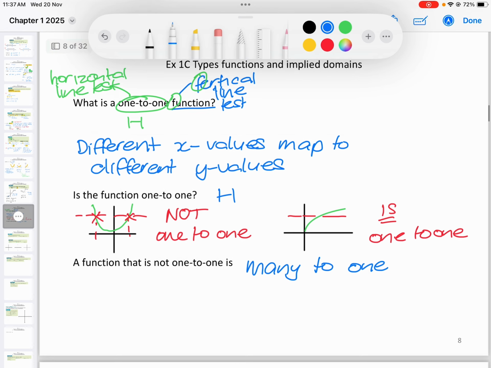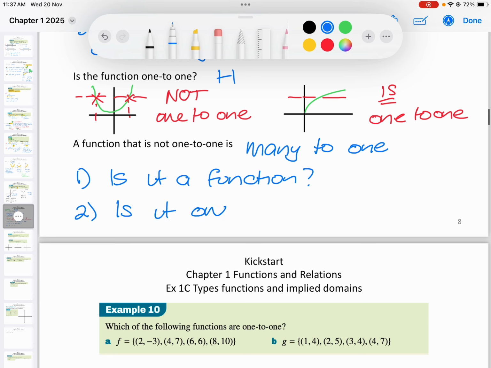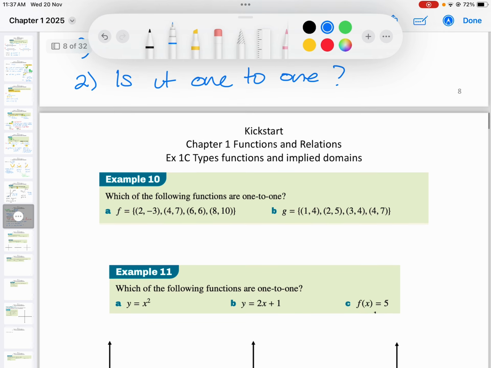So you need to ask yourself 2 things to see if it's a one-to-one function. You go, 1, is it a function? And if it is, you can then ask yourself, is it one-to-one? So 2 things: is it a function? Is it one-to-one?